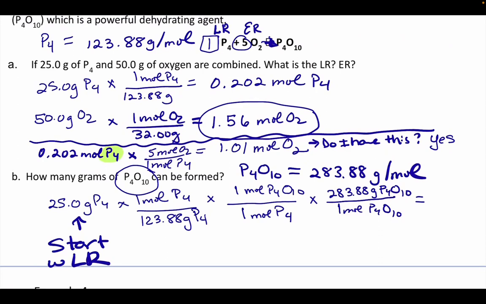And then when I crunch it, I get 57.3 grams of P4O10.